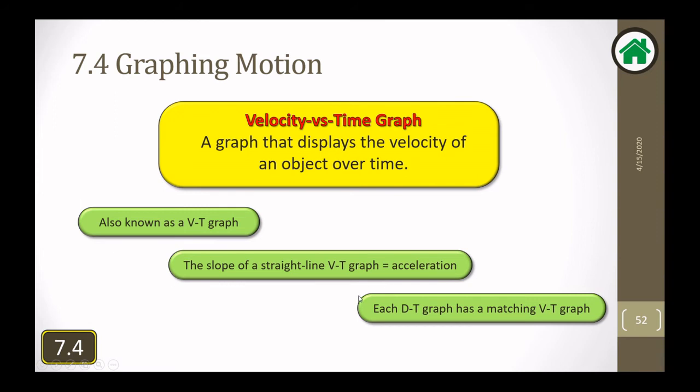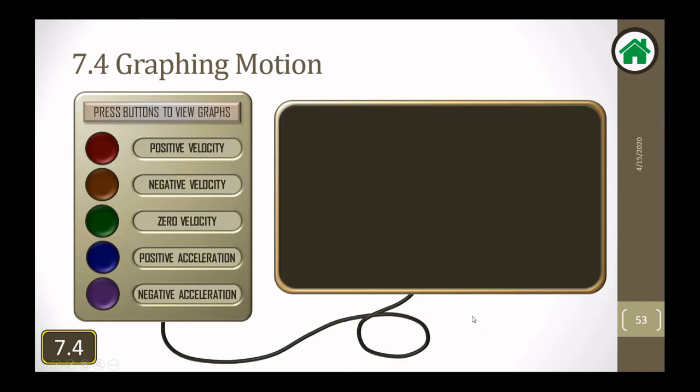And for each distance versus time graph that we've looked at, there is a matching or corresponding velocity versus time graph. So let's take a moment to compare the distance versus time graphs and the velocity versus time graphs for several objects, and we'll see if we can match them and see the similarities.